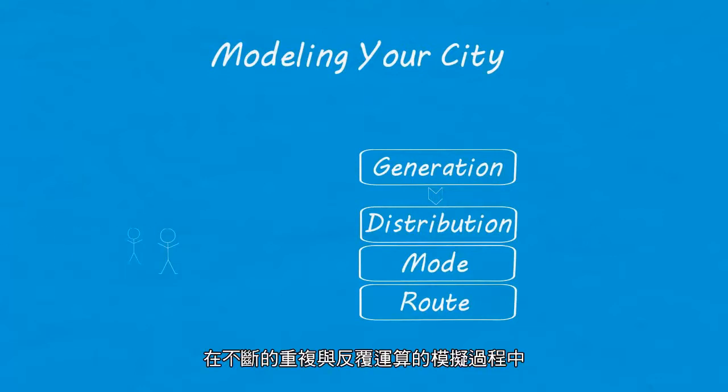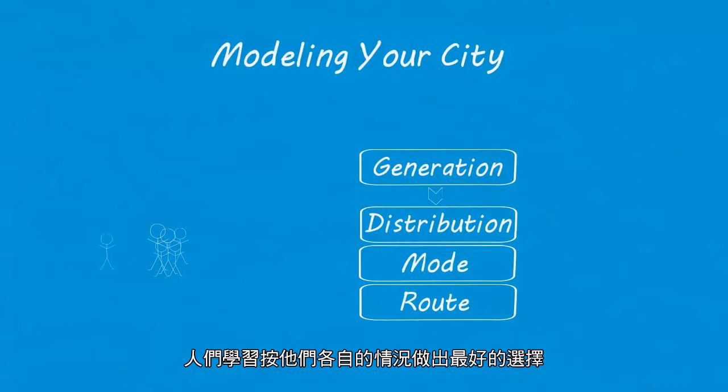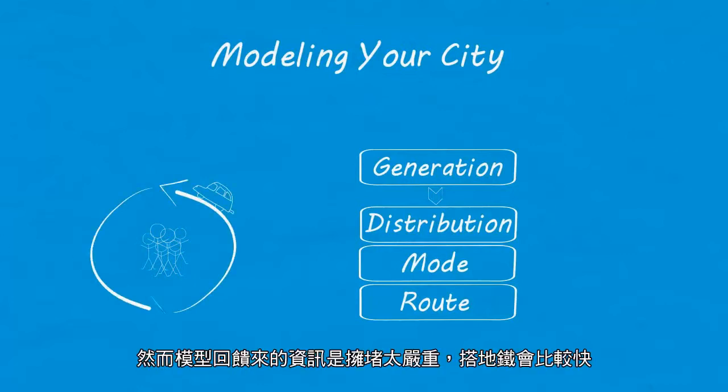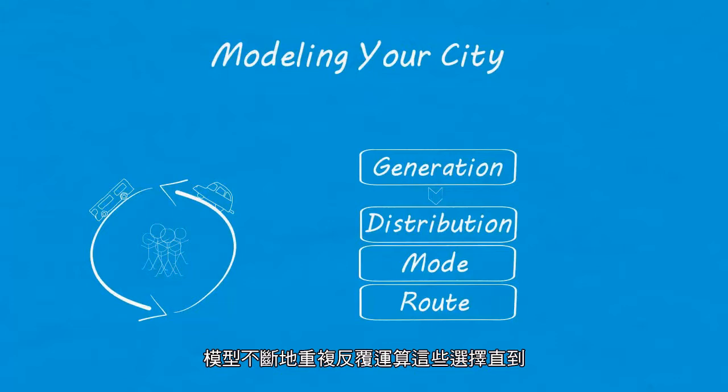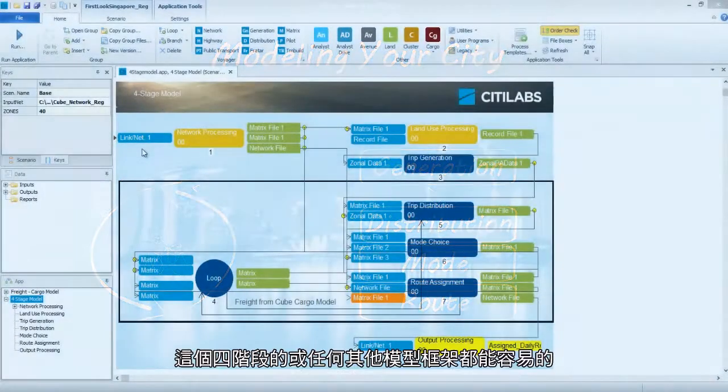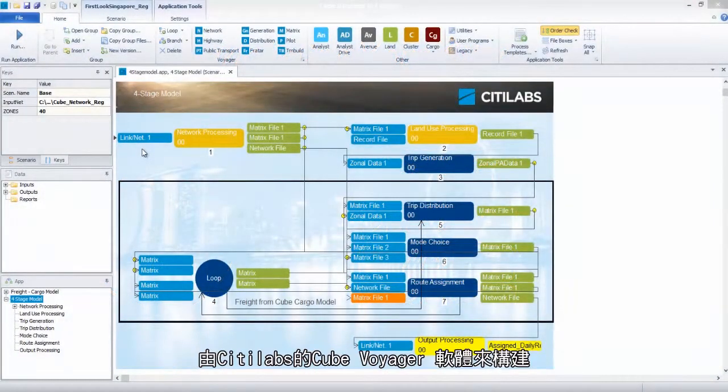It works in a very iterative fashion as a simulated population learns the best decisions for their own situation. The first time everyone may choose to take their own vehicle, but then the model feeds back that the congestion is way too high and it would be much quicker to take the train. The model iteratively loops over these decisions again and again until everyone is finding their own best possible way to reach their destination. This or any other modeling framework can easily be implemented in City Labs' Cube Voyager software.